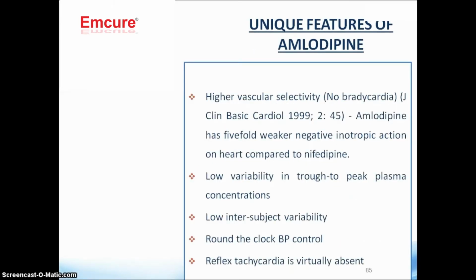We are again talking about the higher vascular selectivity of amlodipine: it has a 5 times weaker negative inotropic action on the heart as compared to nifedipine. Then there is low variability in trough to peak plasma concentration, so it maintains homogeneity. There is low inter-subject variability; different subjects won't have different effects. Then there is round-the-clock blood pressure control. Reflex tachycardia, which we spoke about, is virtually absent, and is present in short-acting, non-selective dihydropyridine calcium channel blockers. So these are the unique features of amlodipine which we are supposed to know.